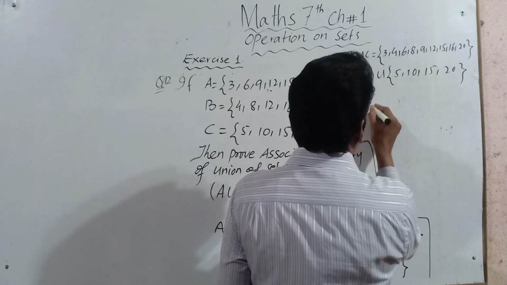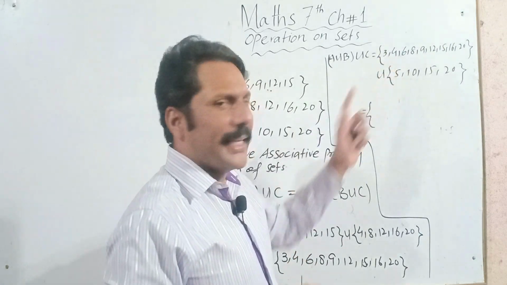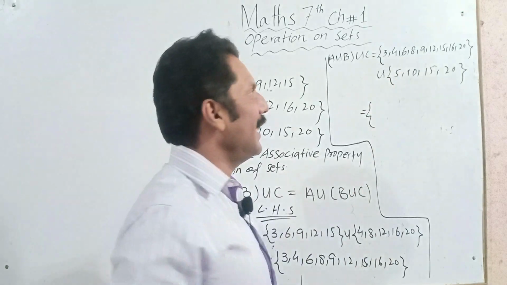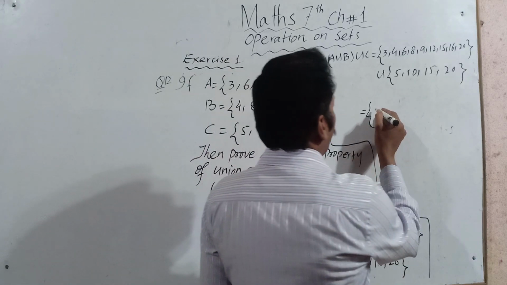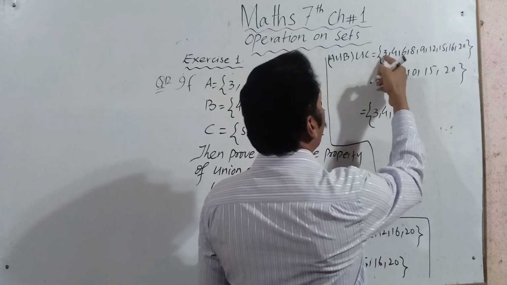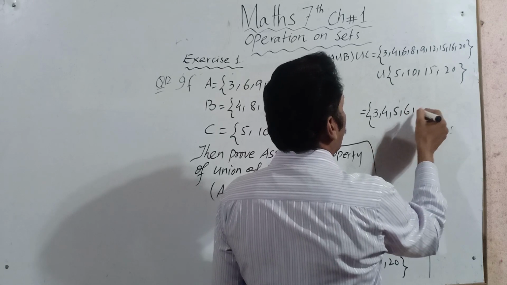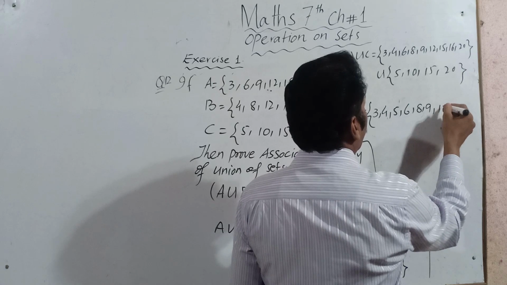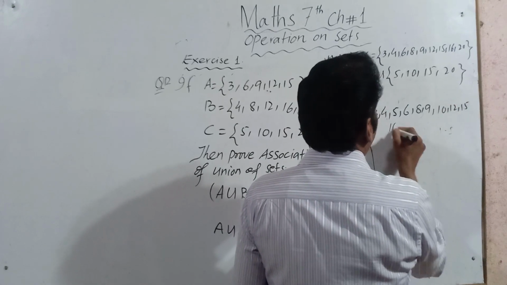Now students, what will be our answer? We will combine these two sets. We will write all the elements of A union B as well as all the elements of C, and we will not repeat any element. Now 3, 4, then 5, then 6, then 8, 9, then 10, then 12, 15, 16, and 20.